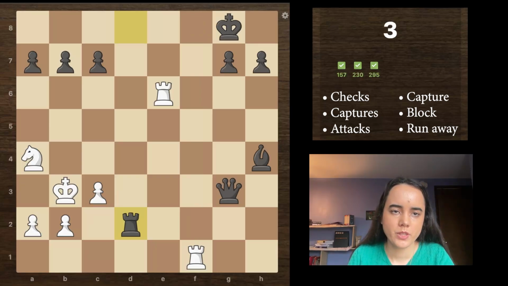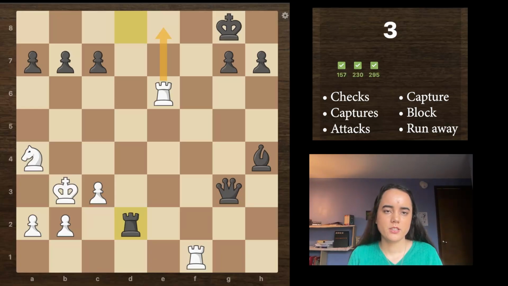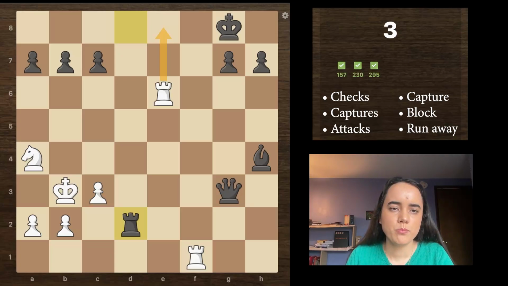So let's see. If we go here, he's in check. Now, can he capture my rook? No, he cannot. Can he block the check? No, he cannot. Can he run away? Well, like the previous two puzzles, the rook is here, so it's going to cover all these squares. Now his pawns cover these two squares.